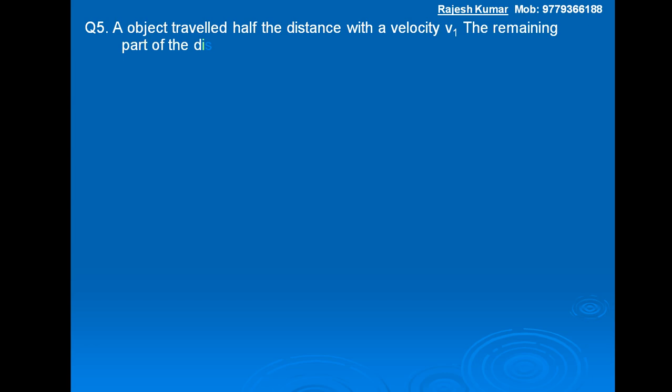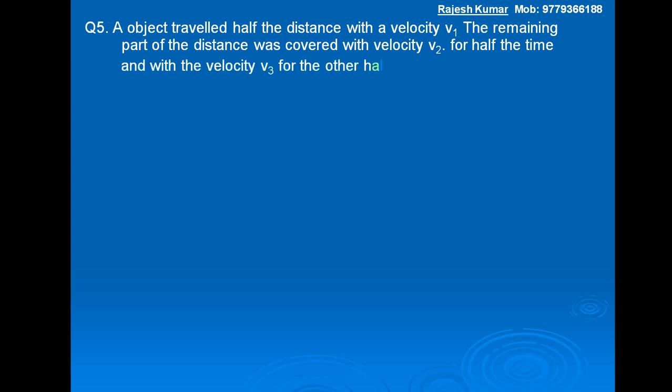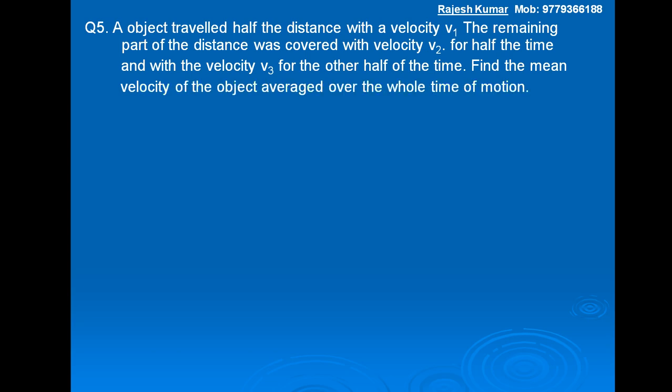The remaining part of the distance was covered with velocity v2 for half the time and with velocity v3 for the other half of the time. Find the mean velocity or average velocity of the object averaged over the whole time of motion.